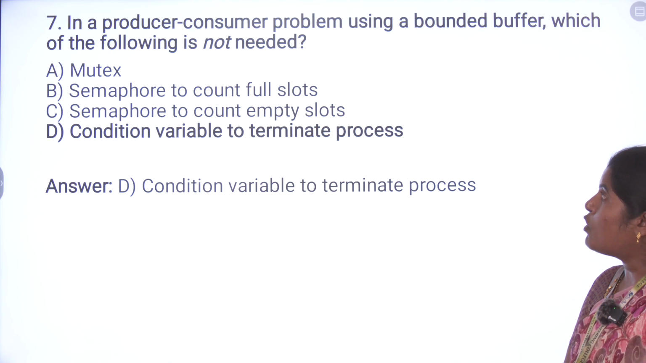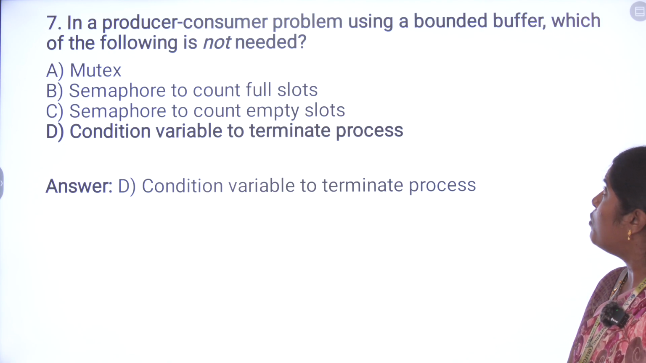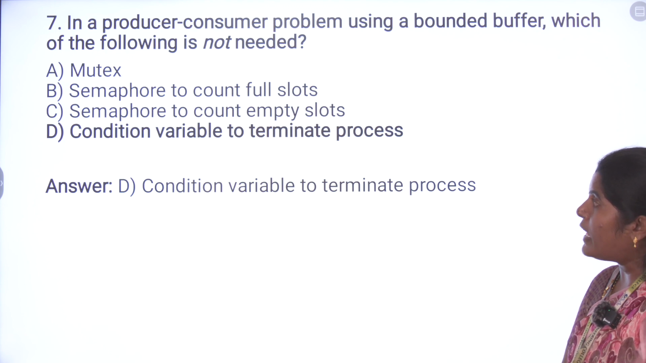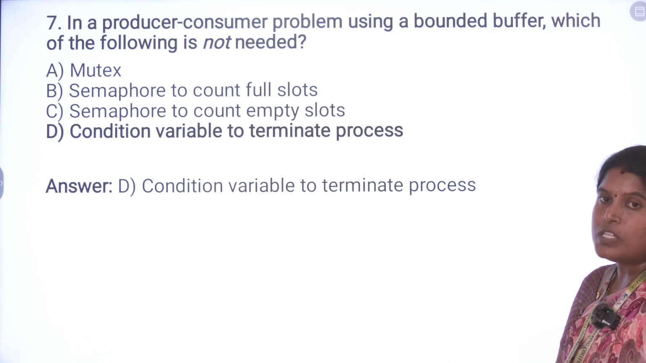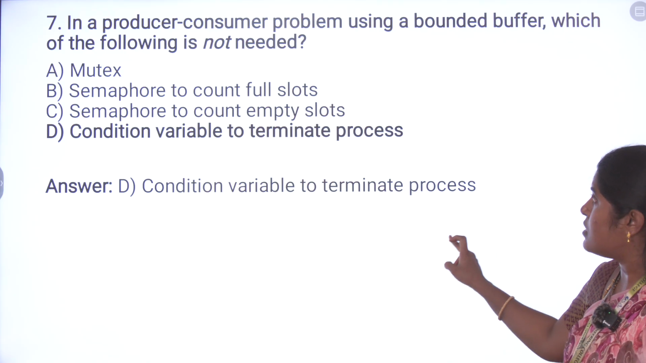Moving on to the 7th question: in a producer-consumer problem using a bounded buffer, which of the following is not needed? The options are mutex, semaphore to count full slots, semaphore to count empty slots, and condition variable to terminate the process. And the answer is condition variable to terminate the processes.